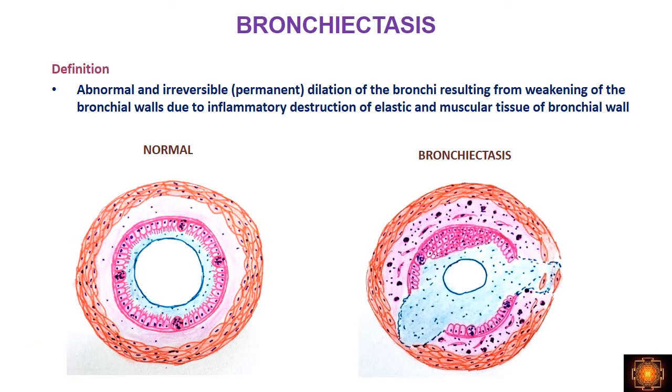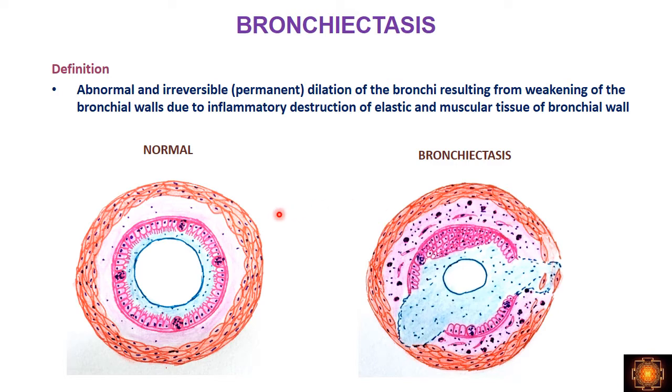Now, what is the definition of bronchiectasis? Bronchiectasis means we have abnormal and irreversible dilatation of the bronchi, which occurs because of the inflammatory destruction of the wall of the bronchi. The wall contains elastic tissue and muscular tissue. So we have destruction of the elastic and muscular tissue of the bronchial wall, because of which the bronchi will be dilated. So bronchiectasis is nothing but abnormal and irreversible dilatation of the bronchi due to the weakening of the bronchial walls, which is mainly because of the inflammatory mediators.